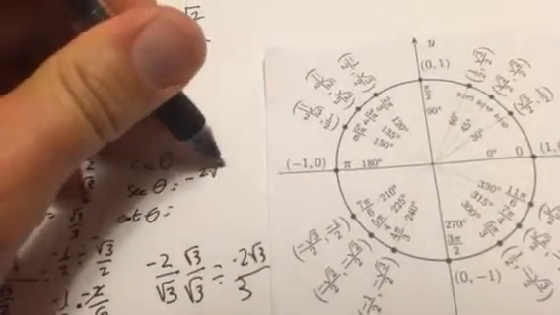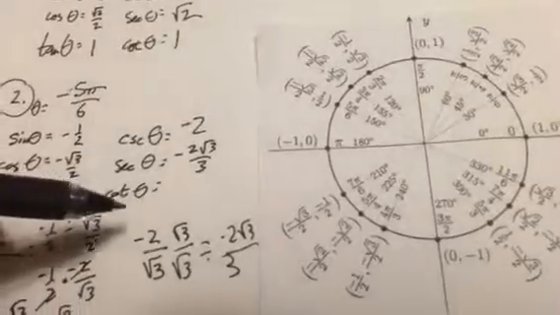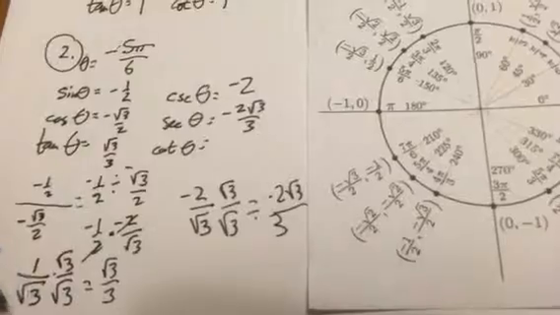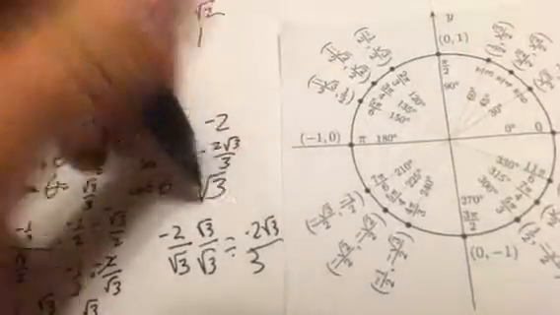And cotangent is this flipped over. Remember, this came from 1 over root 3. So if I take the reciprocal of that, it's just positive root 3.